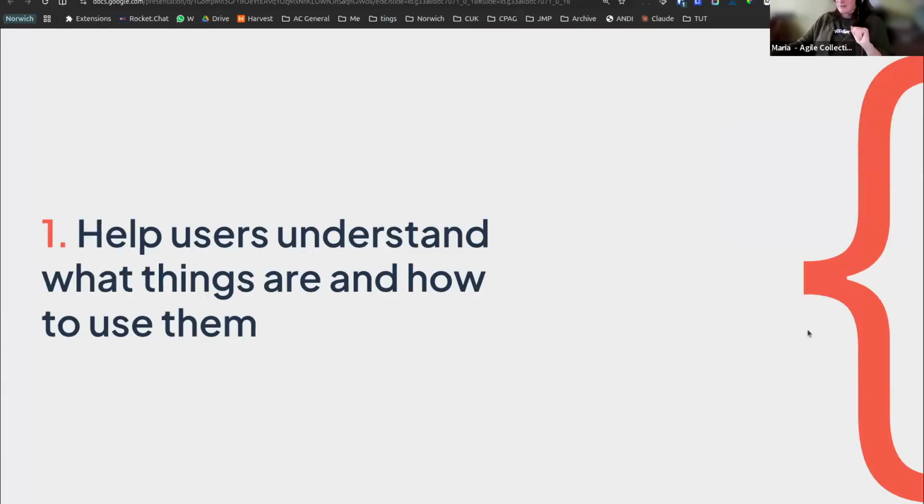Okay, so helping users understand what things are and how to use them. This was principle one. So imagine we're searching for a piece of information. We go to our council website, or probably Google it. We land on a website. The first thing that we do is try to make sense of where we've landed.